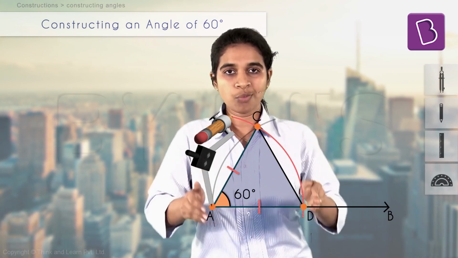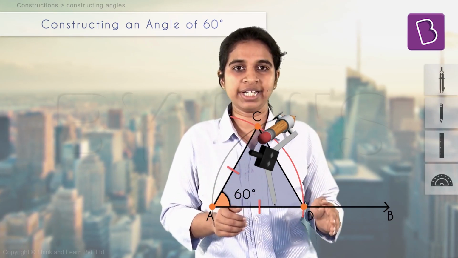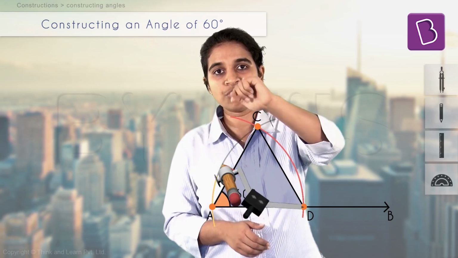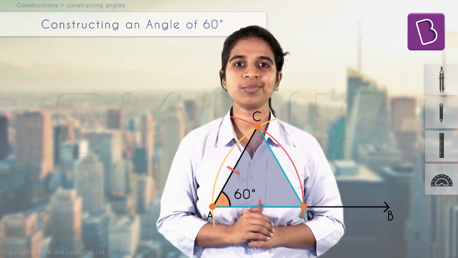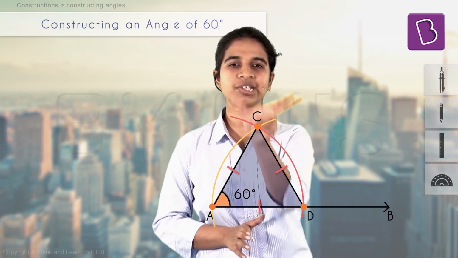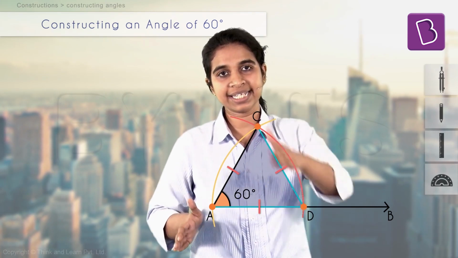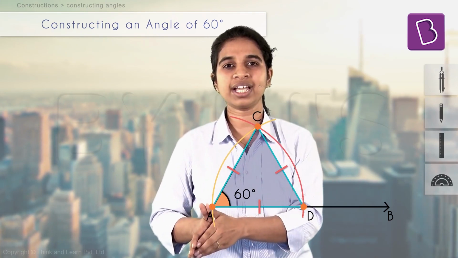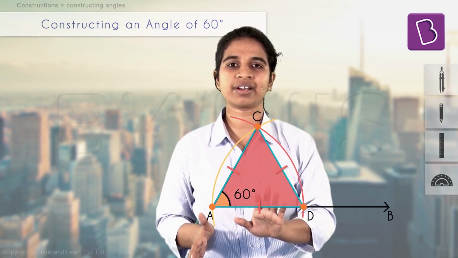Then what did we do? We kept the distance the same and moved the leg of our compass to point D and drew another arc, which also cut at point C. That means CD is also the same distance, correct? So by our construction, we used the same distance in the compass to get all of this, which is why AD, DC and CA, all three are equal. All these three are equal, which is why this is an equilateral triangle.